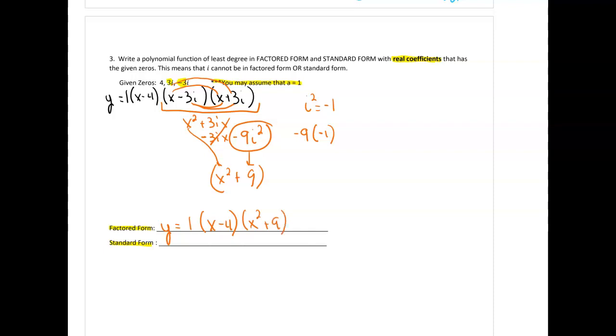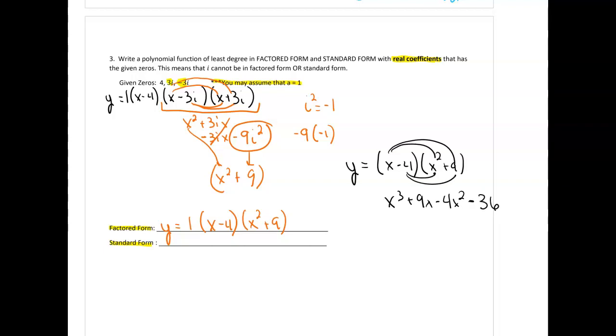Now the last thing to do to get it into standard form is let's take a moment and have these neighbors meet. I'm going to drop the 1. And here we go. So first neighbors meet, I get x cubed. Next neighbor meets, I get 9x. These neighbors meet, I get minus 4x squared, and then the last neighbor meets and I get subtracting 36, and then I will just write it in standard form. So the highest exponent, then the next, minus 36. And that is your ICAN 3 first attempt.